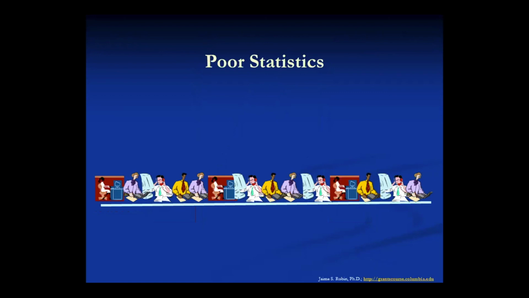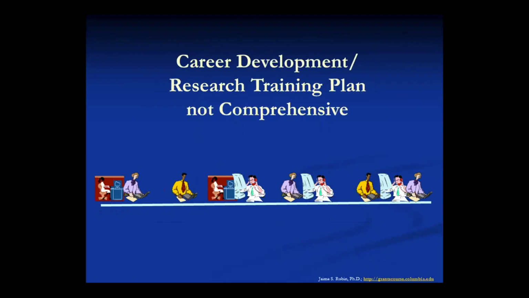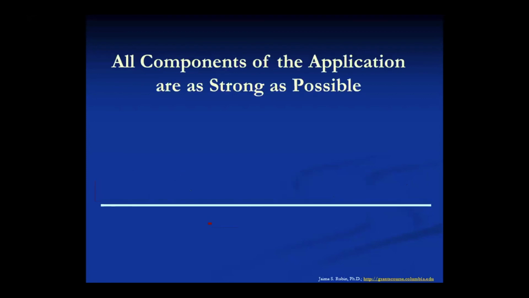There's something wrong with the statistics, the power analysis. So those grants go. Or there's some unique research resource that's not adequately described or discussed. So those go. Let's say it's a career development grant and the research training part is not adequately discussed. Those go. Or the figure caption font is too small, so they can't see the main points you're trying to make from these great figures, because it's too small, too busy, too complex. So those go. In the end, you want to be the one where they couldn't find anything wrong with your grant, so that you're going to get funded.